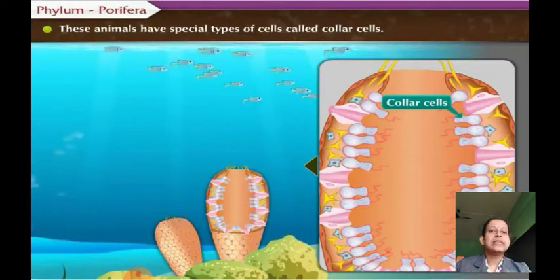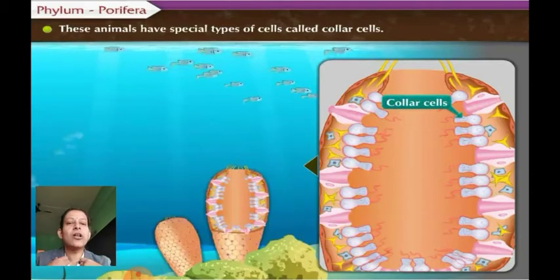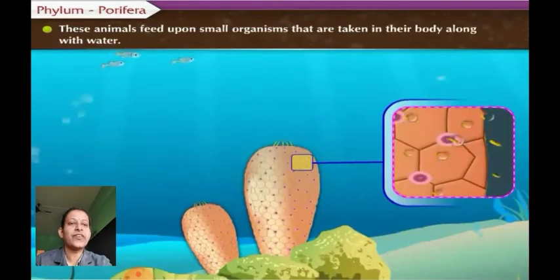Next, these animals have special types of cells called collar cells. You can see how beautiful they look. These cells are called collar cells, and they look like a collar, you can see. That is why they are called collar cells. Fine.